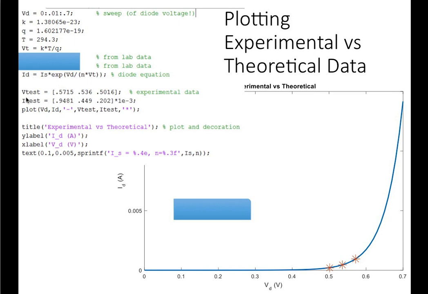Now I want to plot them. So I take my experimental data. I have 3 points, 3 V measurements and 3 I measurements. And I go ahead and plot my diode curve using a straight line and my experimental data using a star. And that gets right to this plot. I give it a nice title, X label and Y label. And then I went ahead and put my IS and N right straight on my plot so I can see what it is. So that's how you do that in MATLAB, and I will be looking for a nice MATLAB plot for your data.